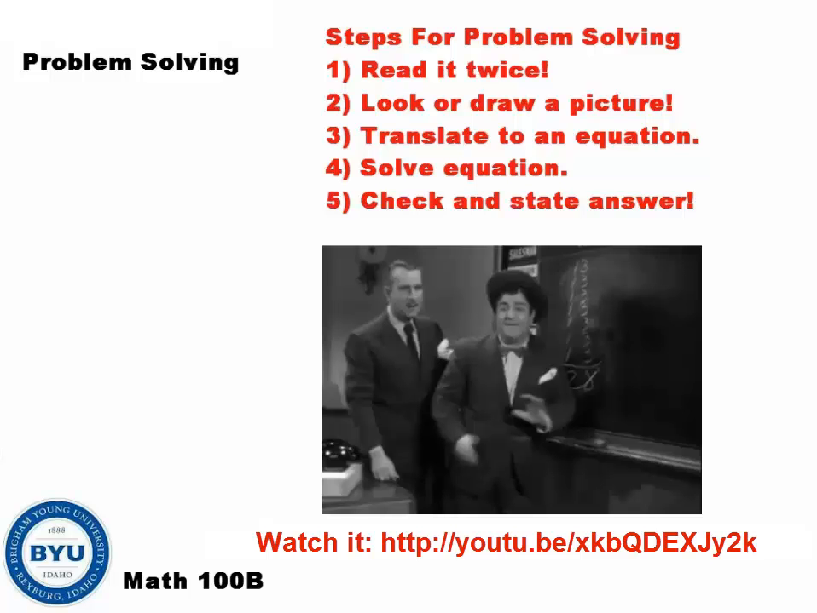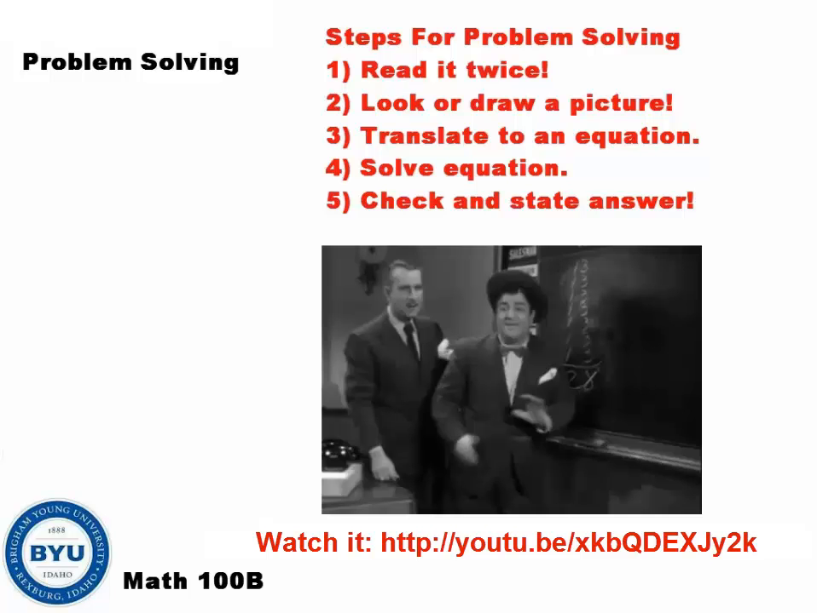So when doing a problem-solving situation like this, there's a couple things you're always going to want to do. First of all, you're going to want to read the problem twice. Most people get a problem wrong because they only read it once and they just miss something about the problem. Second, you're going to want to look at a picture if they provide one, or draw a picture. Pictures are very powerful and can really help you solve problems. Step number 3 is to translate the problem to an equation. Then to solve that equation is step number 4. And lastly, you want to check and state your answer.